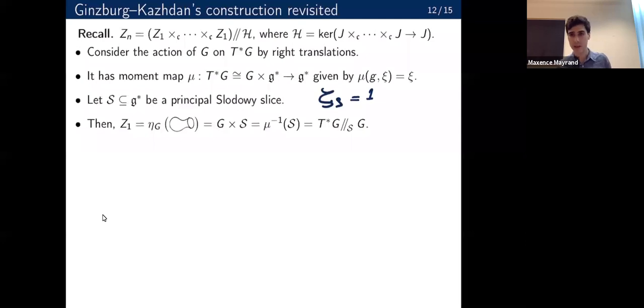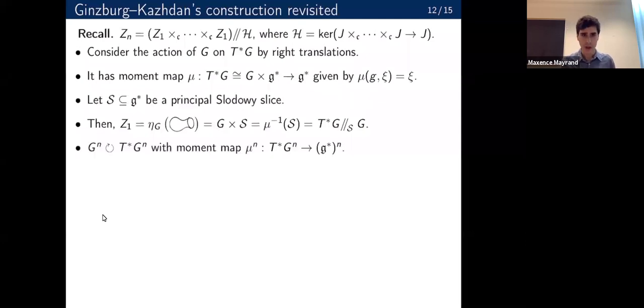Now, how do we get the general Z_n? Just take the n-fold product of everything. So the n-fold product of this G action on T*G. And then it has a moment map, which is just the n-fold product of the original moment map here.